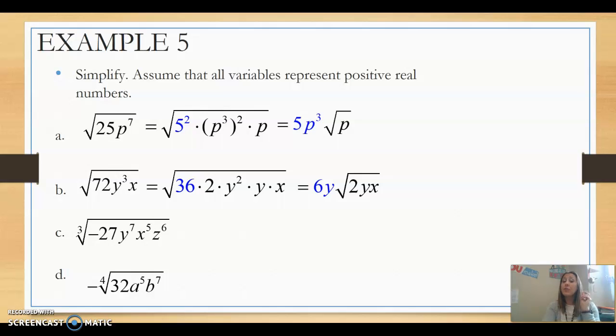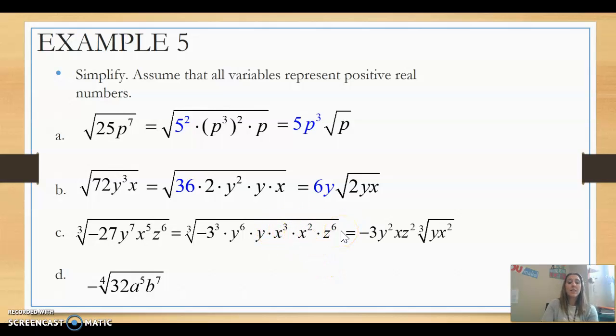Now we've got to think of perfect cubes. So when we rewrite this one, we're going to be thinking of perfect cubes. So we've got negative 3 cubed, y to the 6 times y. So y to the 6 times y is y to the 7th, y to the 3rd, x to the 3rd, x to the 2nd. So that's a perfect cube, and that's what's left over. And so we end up with negative 3 y squared x z squared, times the cube root of y x squared. Right?